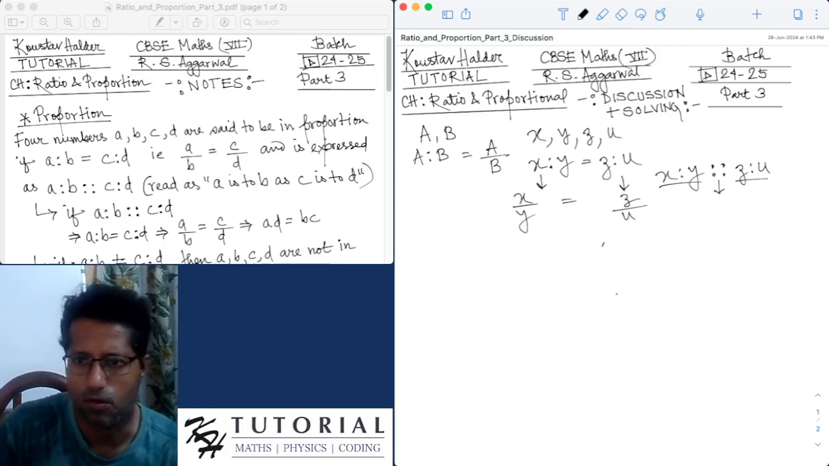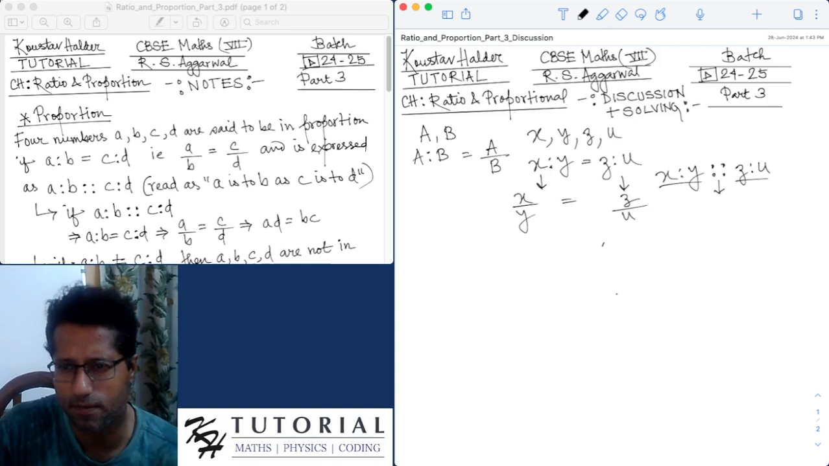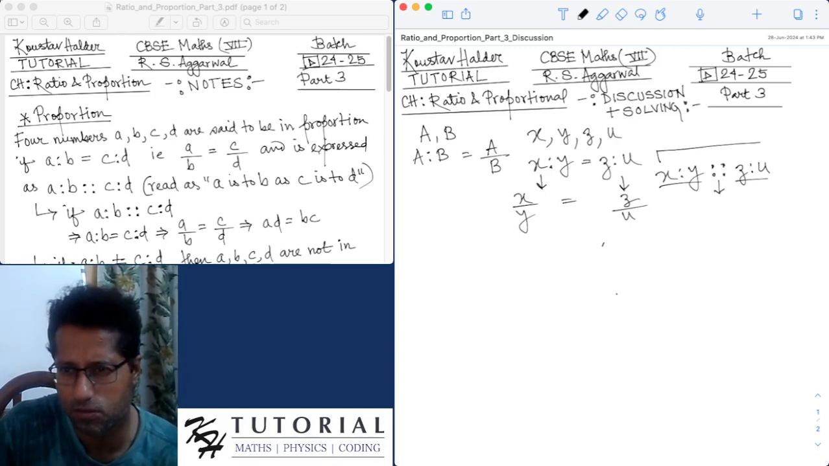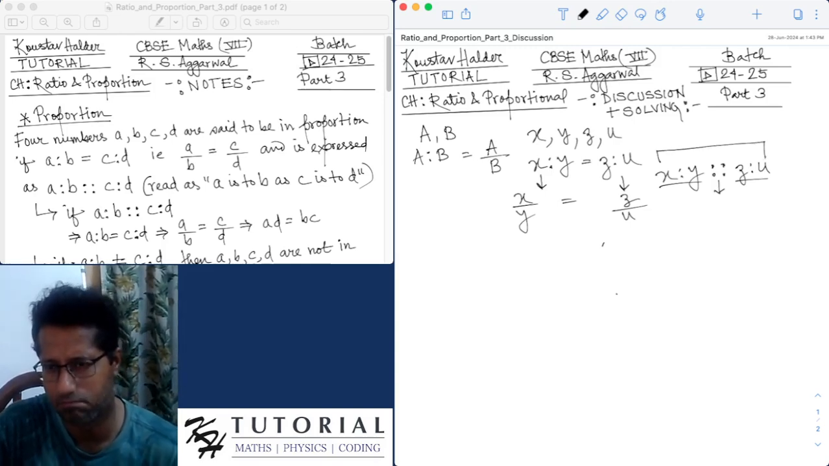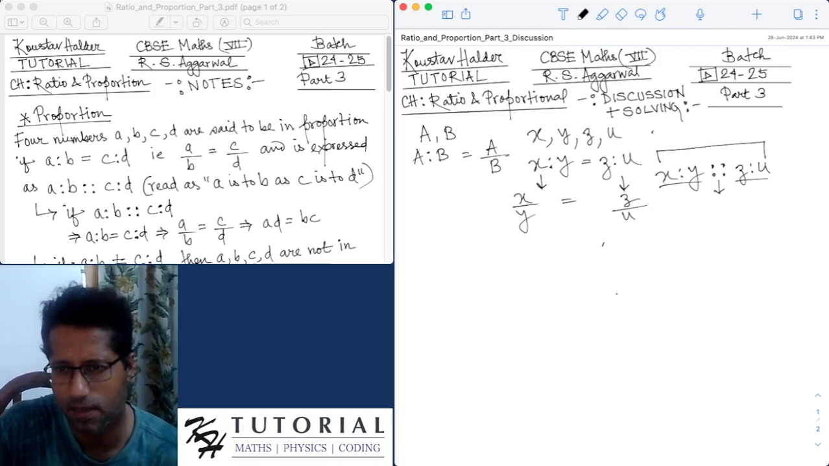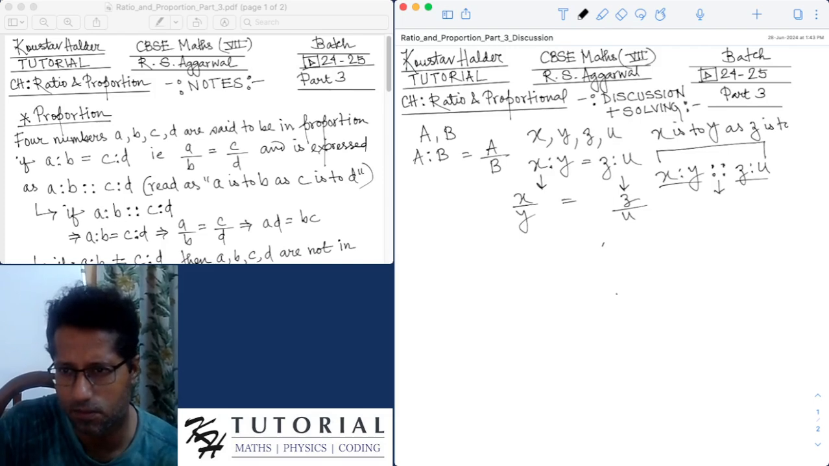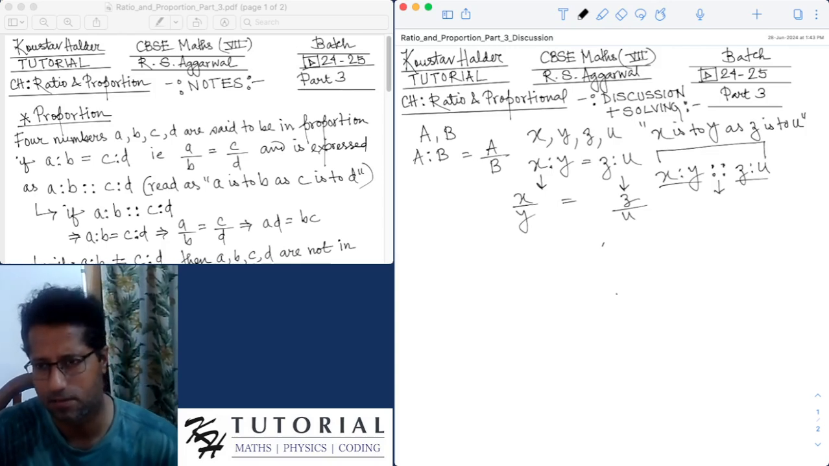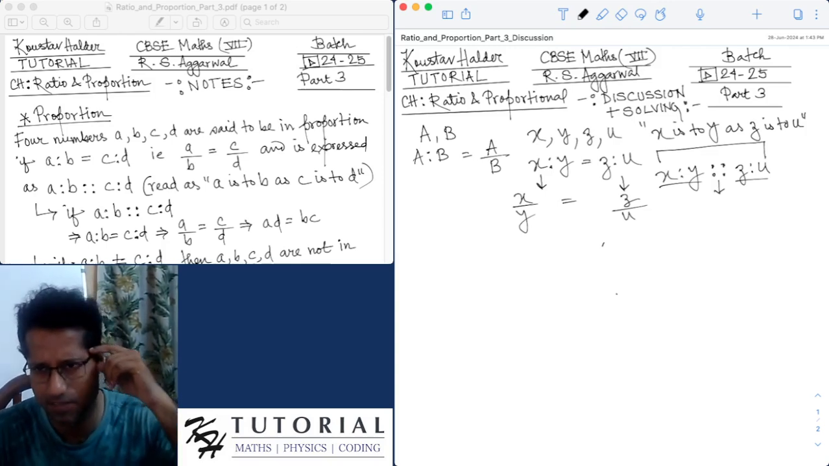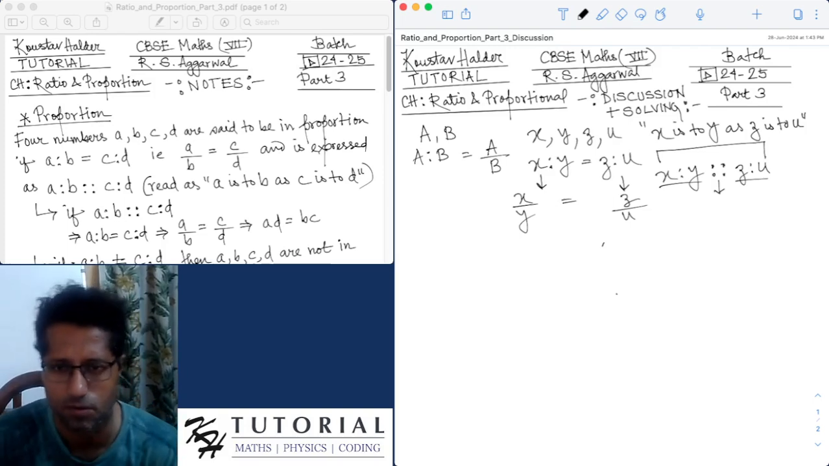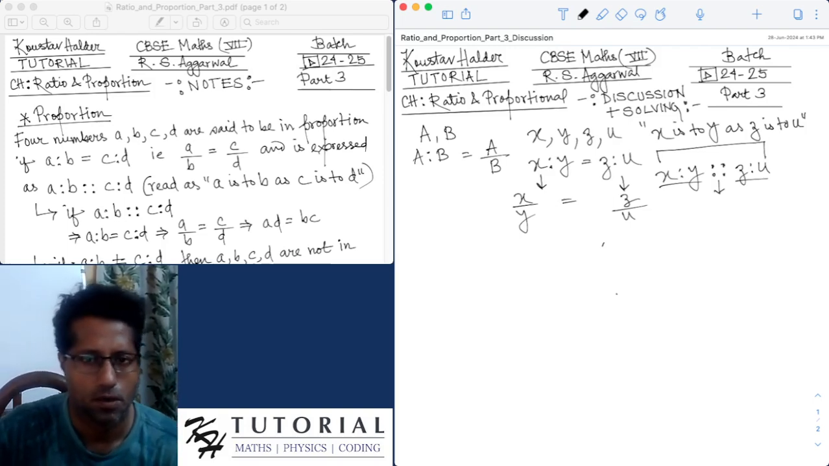Now this whole thing is read in words as x is to y as z is to u. It means that x is to y as z is to u. It means that x is to y is equal to z is to u.